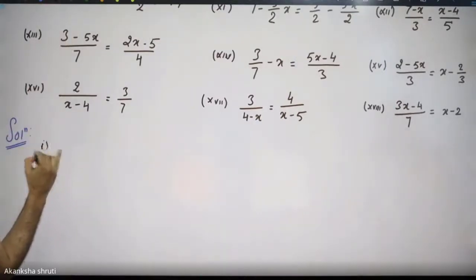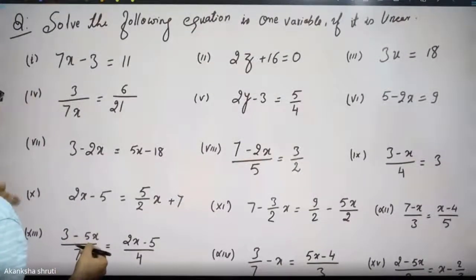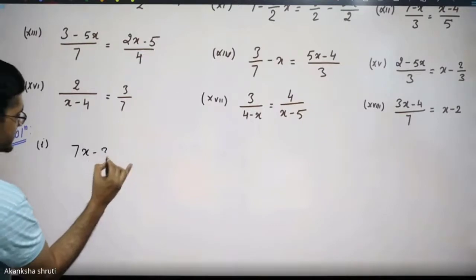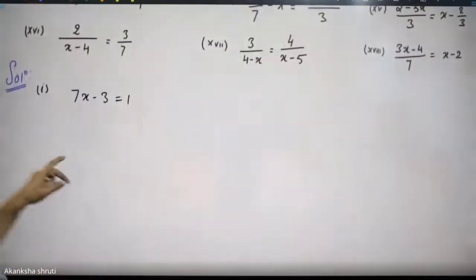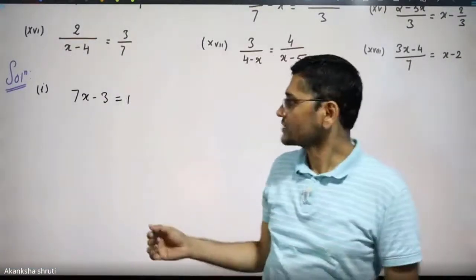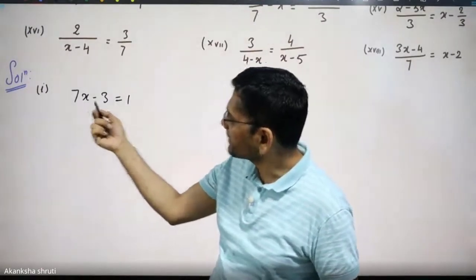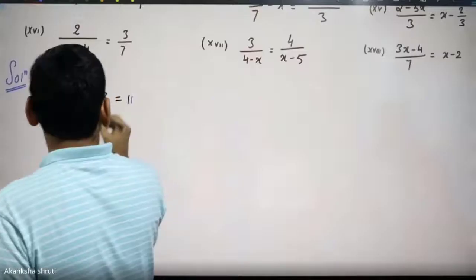Students, let us take the first question. 7x - 3 = 11. Apply the rule of solving this equation. Students, applying the rule of solving the equation, this first question can be solved very easily.